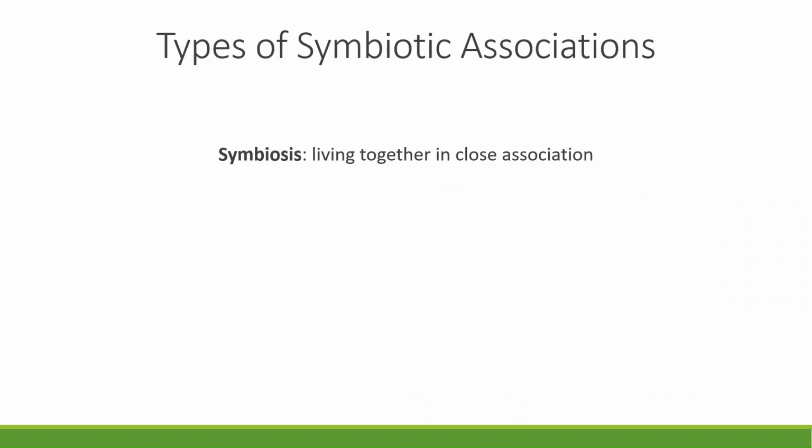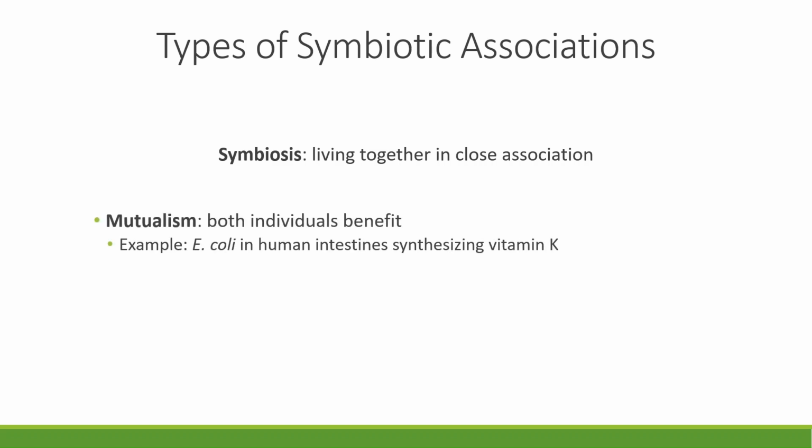Symbiosis simply means living in some close association, having some sort of a relationship with another organism. And there are 3 main types of symbiosis. One is called mutualism, and mutualism is where both individuals benefit.